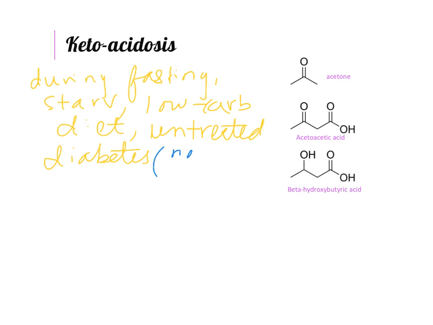They have sugar in their bloodstream, but the sugar or the glucose doesn't enter the cell. So essentially, they're starving for sugar while being immersed in sugar. So the brain cannot get the glucose into the cell for glycolysis and the TCA cycle. So ketoacidosis happens when starving, fasting, low-carb diet, untreated diabetes.